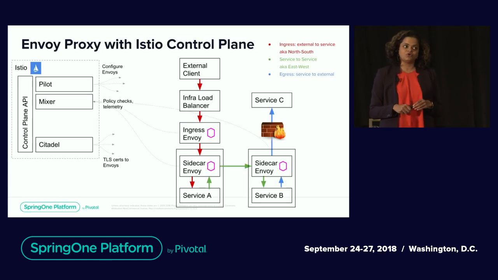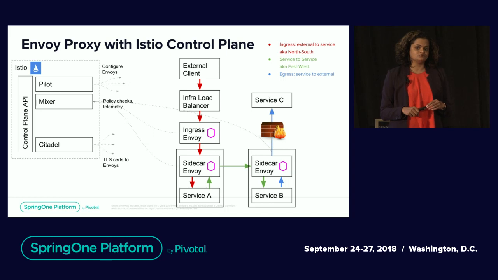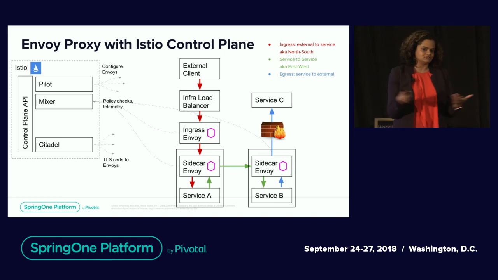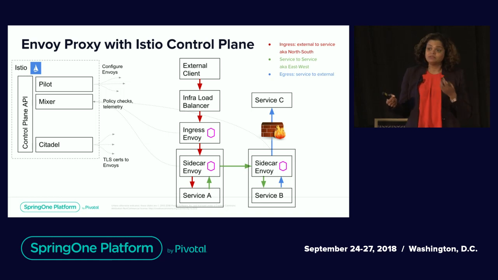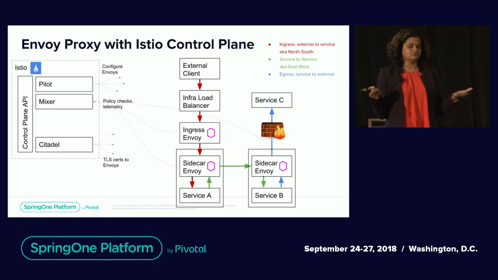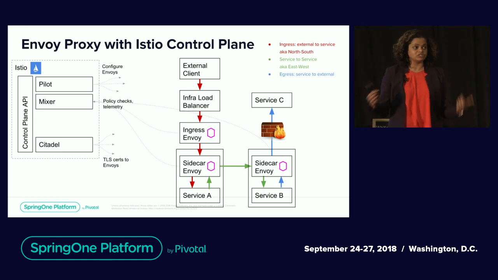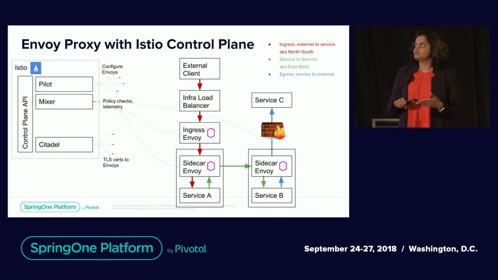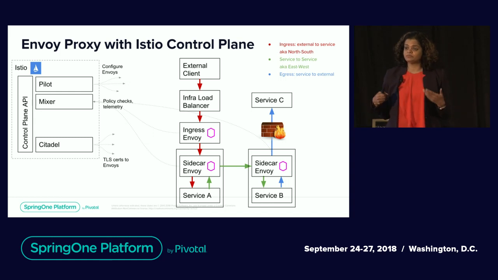Just a quick overview of what the architecture looks like. So if you think back to the diagram which had the control plane and your proxies in the data plane, the control plane for Istio is basically three main components. One is Pilot, that does all your configuration for the envoys. The second is Mixer, that does a lot of the policies and the telemetry. And then Citadel, that does certificates and provides the envoy with certificates for your security.